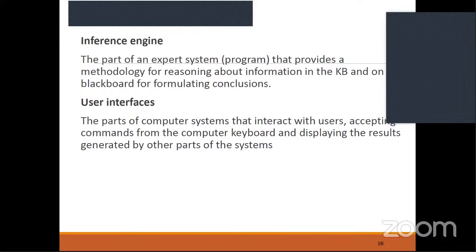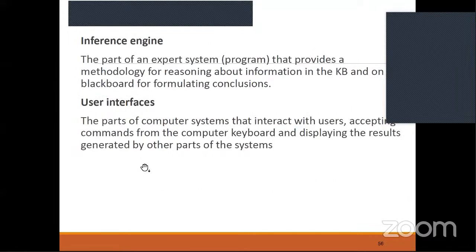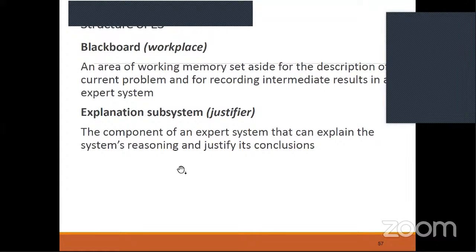And the user interface is for users who can put in their query and get the result. It is the part of the computer system that interacts with the users, accepting commands from the keyboard and displaying the results generated by other parts of the expert system. Then you have a blackboard, which is an area of memory set aside for the description of the current problem and for recording intermediate results in an expert system. Then you have an explanation subsystem which explains the system's reasoning and justifies its conclusions.